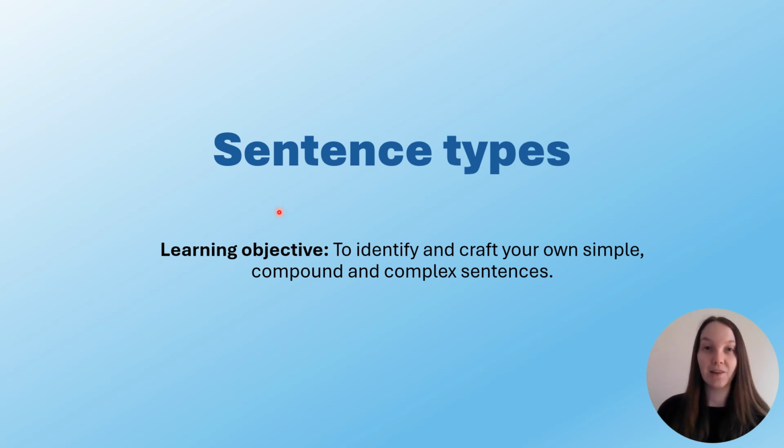So this one is on sentence types. There are three main sentence types in the English language. Our learning objective is to identify and craft your own simple, compound, and complex sentences. When we're thinking about identifying them, do you know the difference between them? Can you identify them? That will tie into the reading part of the exam when you sit your GCSEs. And then crafting your own links into the writing part of the assessment. So let's have a look then.